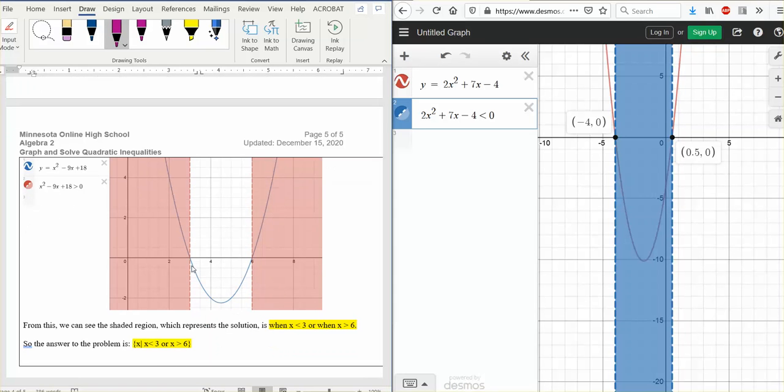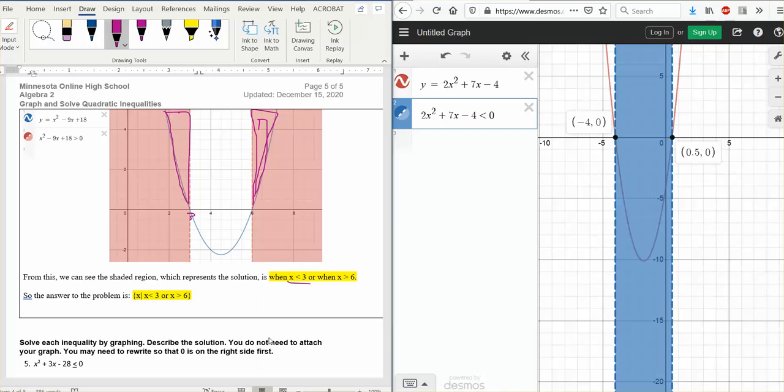right? This is one part of the solution when x is less than 3. This is 3 right here. And the other part of the solution is when x is greater than 6 right here. This part of the solution. So you would have to write both parts in order to answer that question. And again, you can use words to answer it, or you can just do a simple inequality statement to write your answer. So let's look at some of these problems.